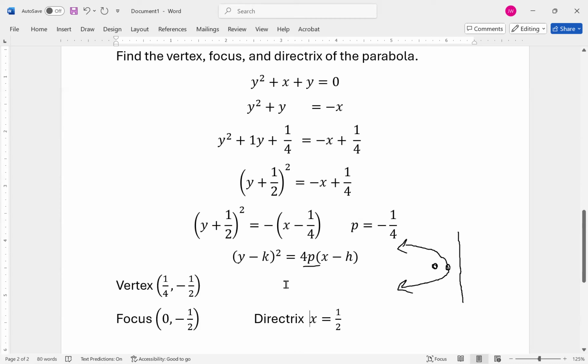You can graph this if you'd like to just confirm that we got what we want. You can graph it on Desmos to confirm. You can also graph it on your calculator, although you'd have to graph just one side of it in this case, because this is not a function.